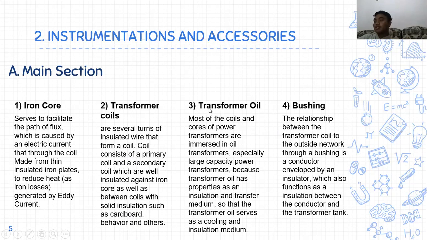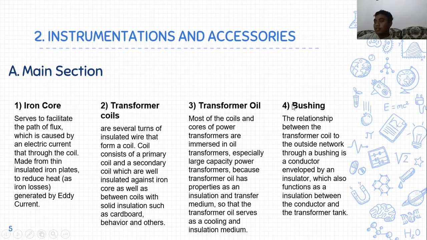Number three is transformer oil. Most of the coil and core of power transformers are immersed in transformer oil, especially in large capacity power transformers, because transformer oil has properties as an insulation and transfer medium. So the transformer oil serves as a cooling and insulation medium.